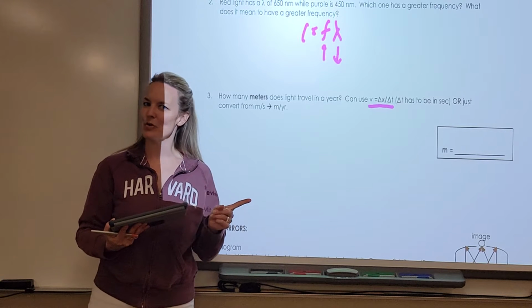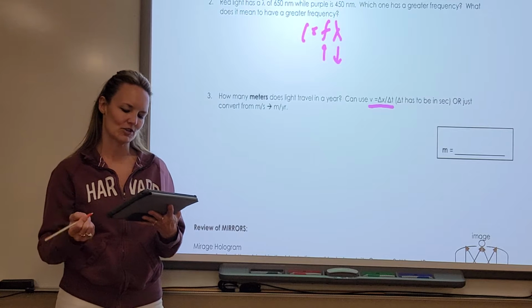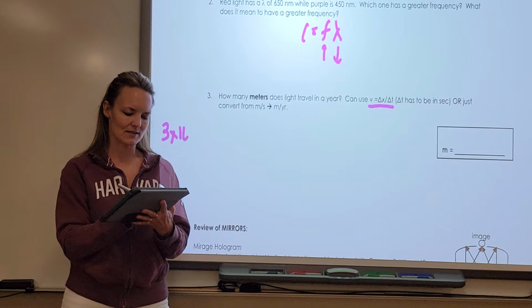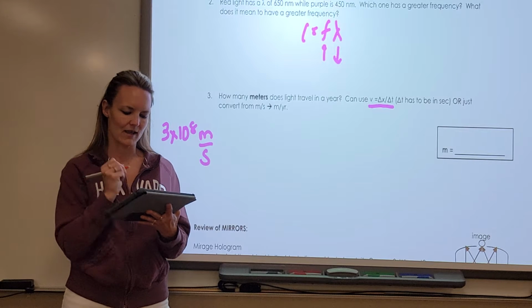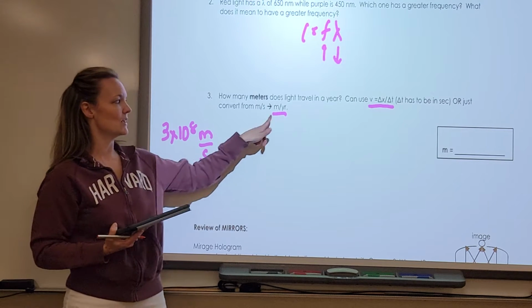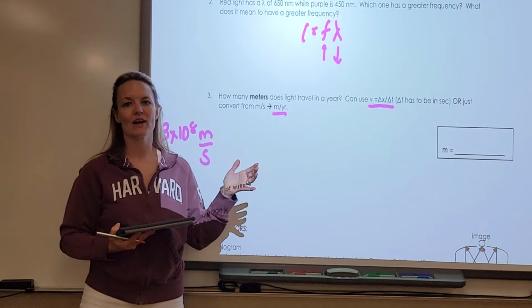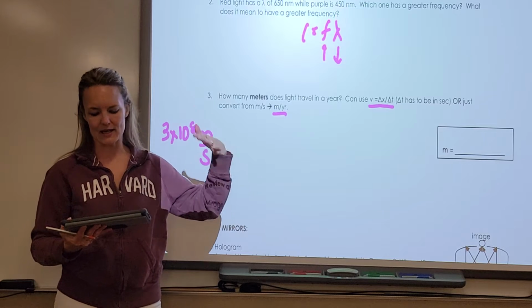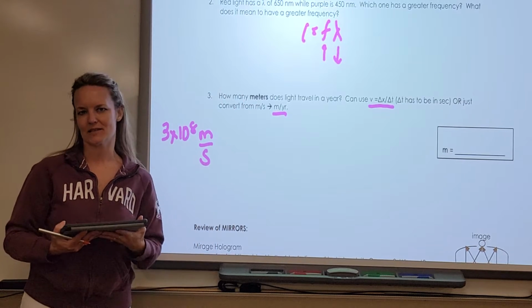Or the easier way to do it is just to set up a conversion. You are going to take the speed of light, 3 times 10 to the 8th meters per second, and you are going to convert the meters per second into meters per year. That you'll have to do using hours and then days, from seconds to hours, hours to days, and days to year.